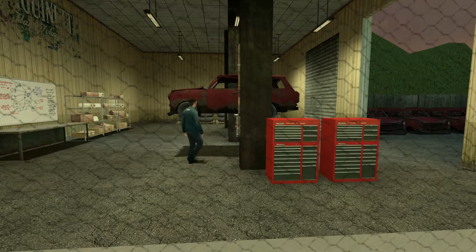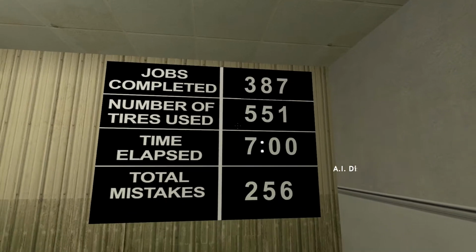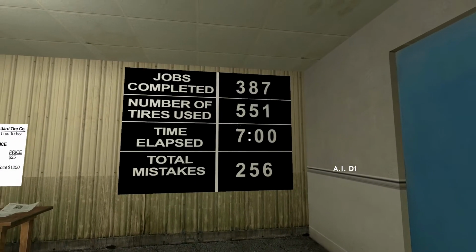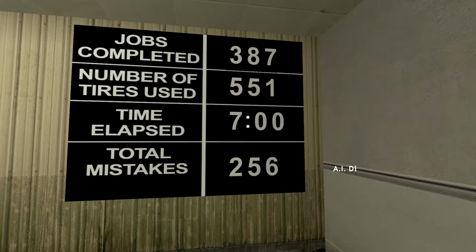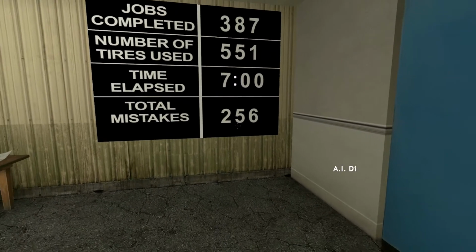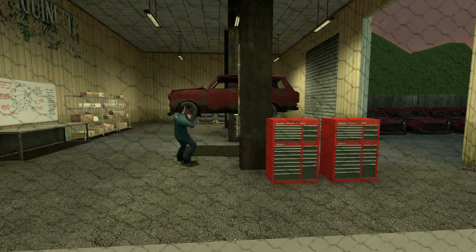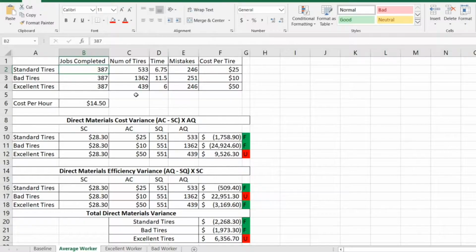Now that we have that out of the way, let's get into the accounting side of things. This is the scoreboard after the shop ran with a standard worker and standard tires. We're going to use this information as the baseline to many of our accounting formulas. After running all the various workers with all the different tires, here's the results we gathered. Okay, so to reiterate, the average 7-hour workday takes 387 jobs. So all of our workers have been based on that 387 job mark in order to complete their workday.